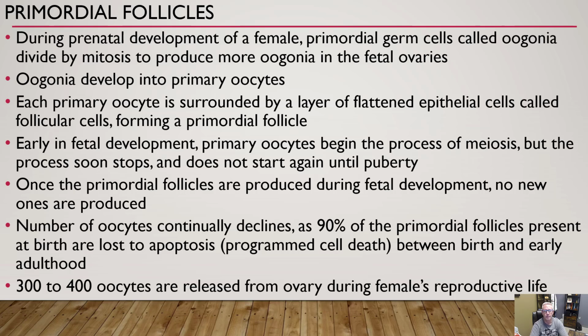And then it says the number of oocytes continually declines, and 90% of the primordial follicles present at birth are lost to apoptosis between birth and early childhood. So apoptosis, remember, is natural programmed cell death. So like if a red blood cell needs to die off, it's going to die off through apoptosis. So same thing with oocytes.